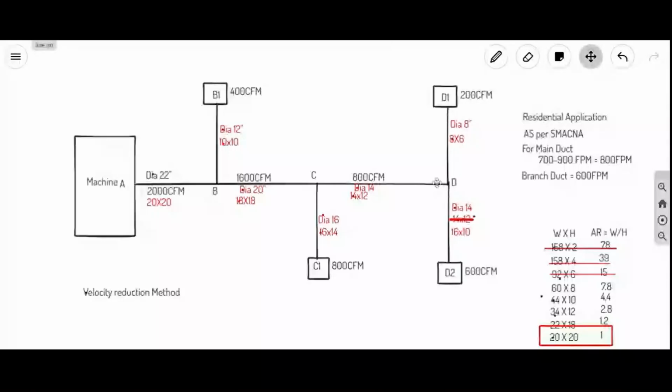And Vinod, just one query. This main duct, is it universal? What does it mean? Sheet metal, air conditioning.